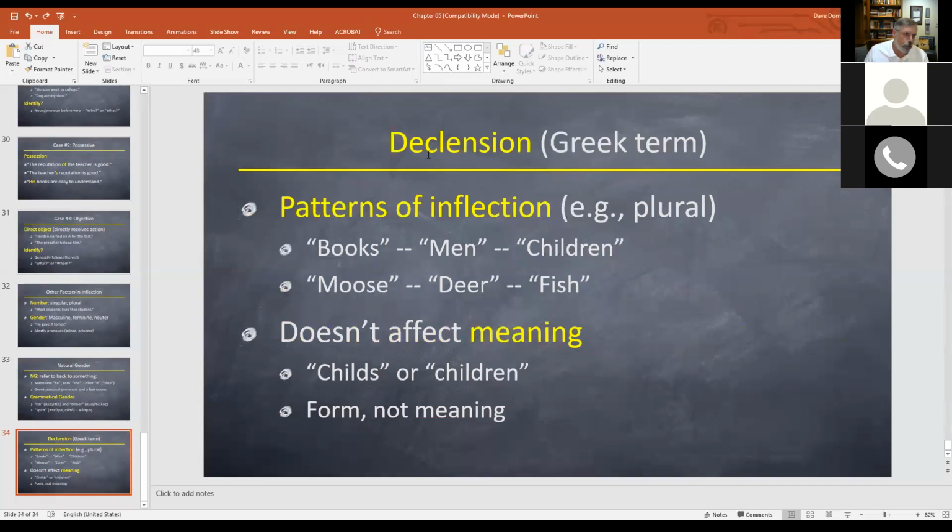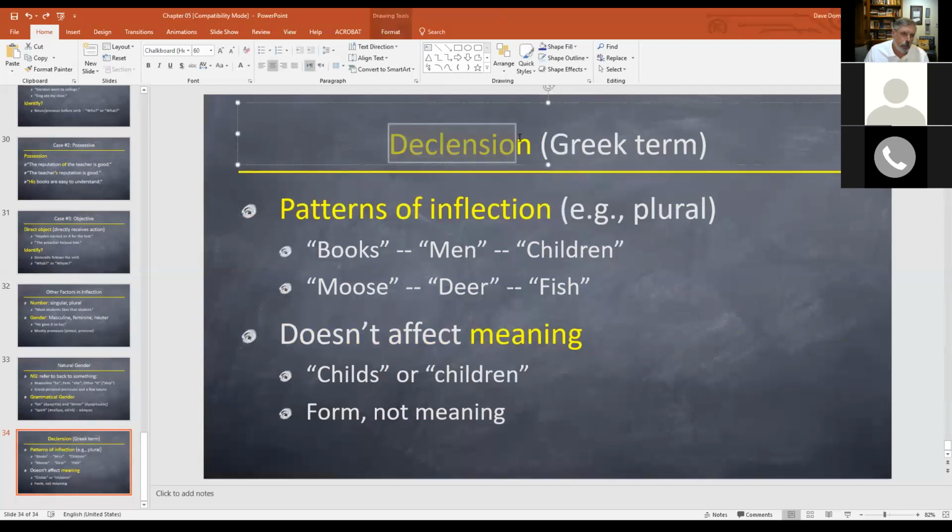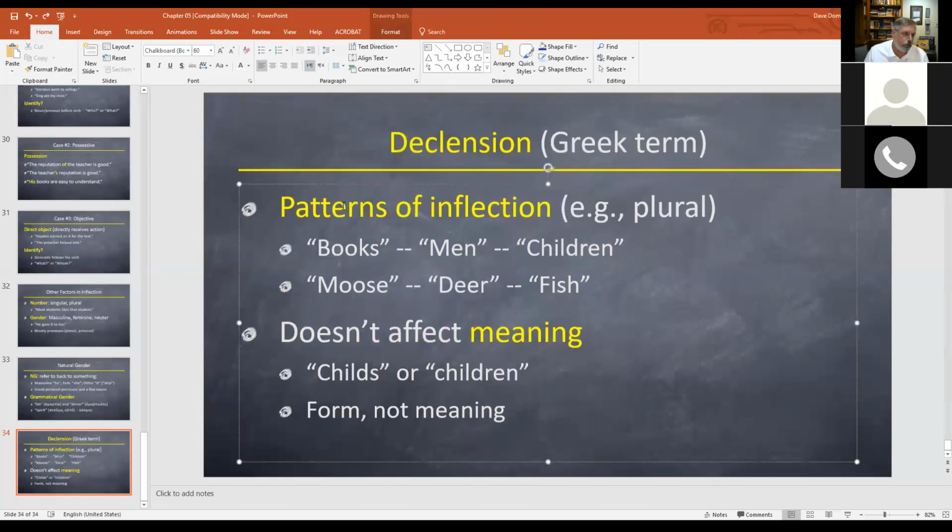You'll see it a lot, and I want you to know this much. Declension is nothing more than a pattern. It's a pattern of different inflections. There's a pattern for plural, say books, men, or children. A pattern for moose is plural, deer is plural, fish is plural.